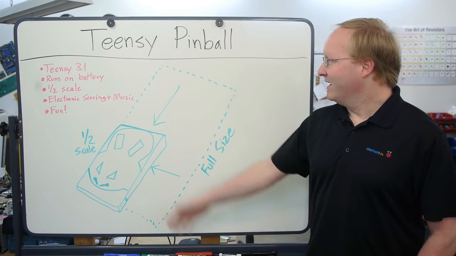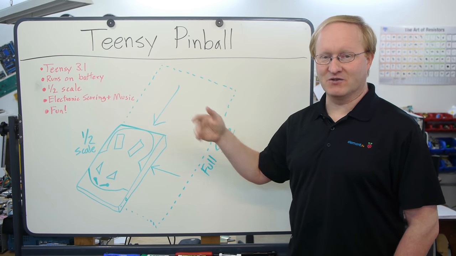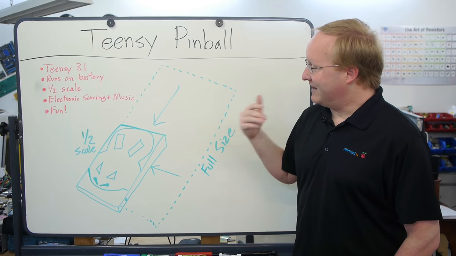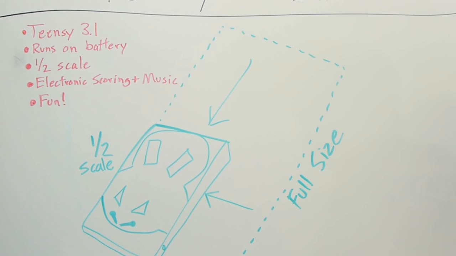The Teensy 3.1 will be great because it's fairly beefy. It's 96 megahertz when overclocked. And we can run a lot of interrupts and also put a sound module on it too, so we can do everything with one Teensy.